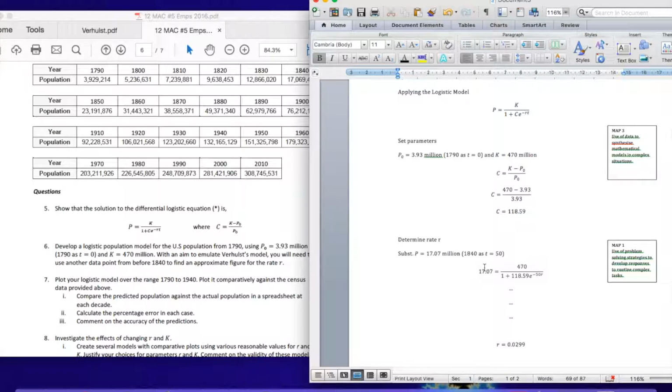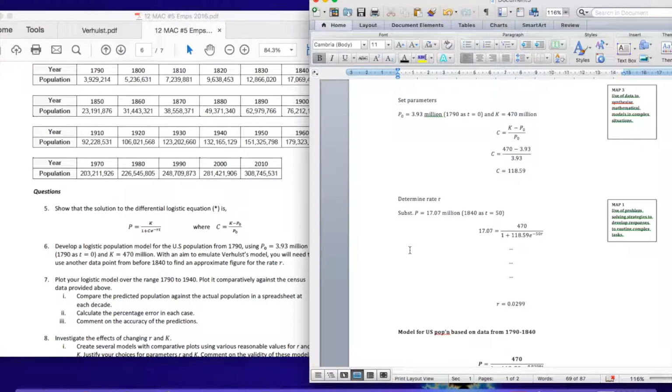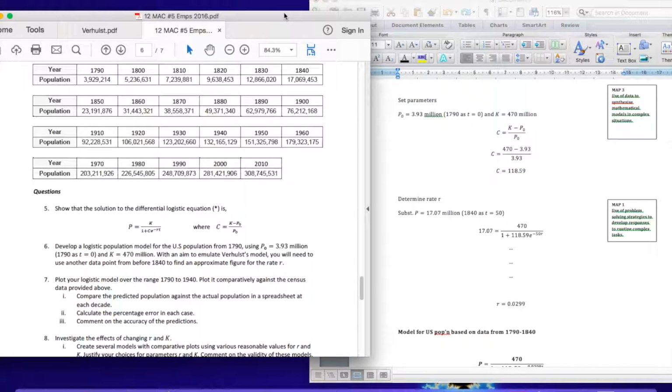K goes in here, and then what I've done here is I've chosen another point in the data set. Remember, we need to choose data within the range of 1790 up to 1840 in the lifetime of Verhulst. So I've conveniently chosen this one at 1840, which is 50 years on from 1790, so T will be 50 and P will be 17.07.